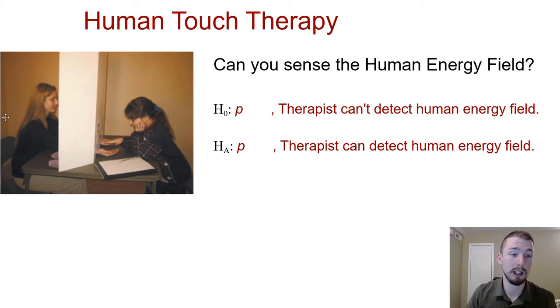If she can't sense it at all, if she has no ability to sense the human energy field as your hand hovers over hers, then we would expect that she would get this right 50% of the time, right? But if she could sense the human energy field, we would expect more than 50% of the time that she would be able to detect the human energy field that is hovering and interrupting her human energy field as she manipulates it and causes healing.